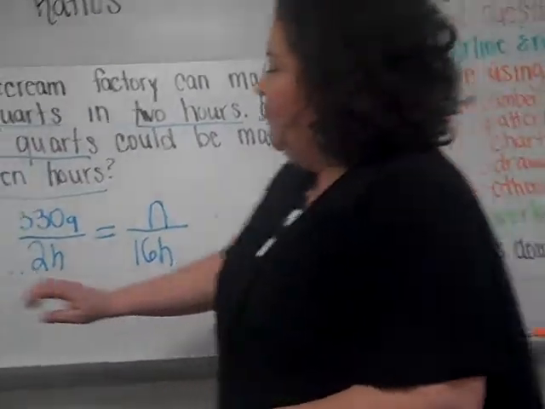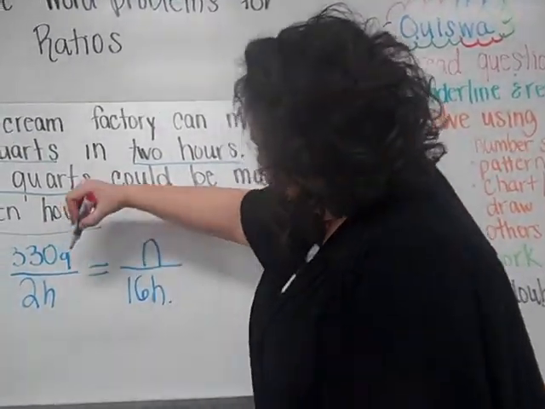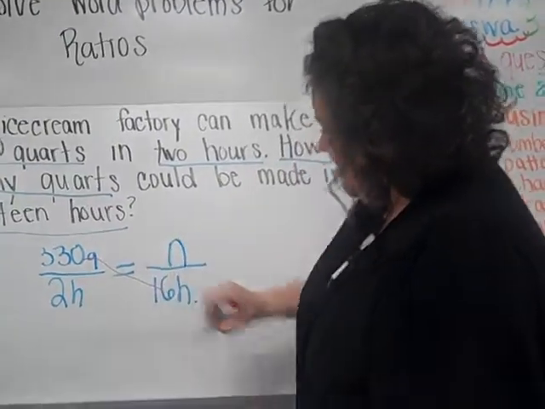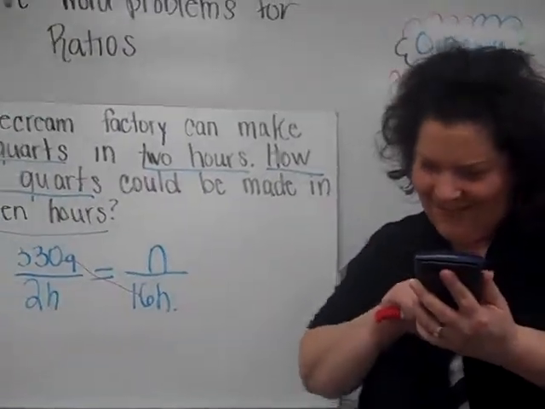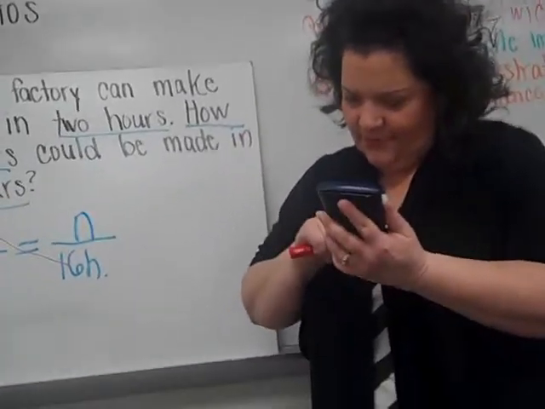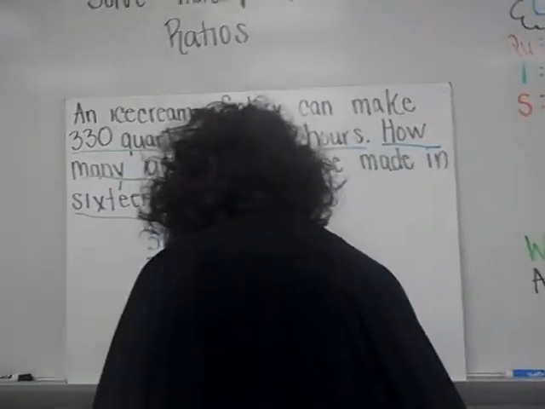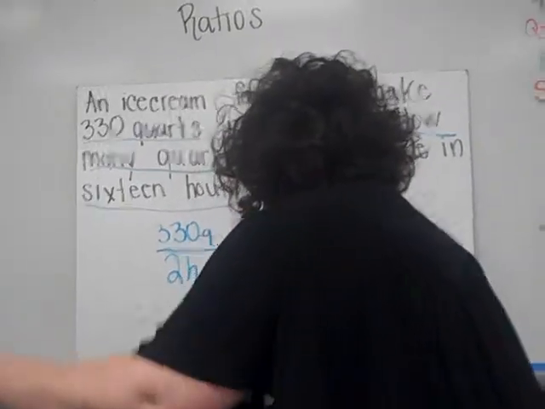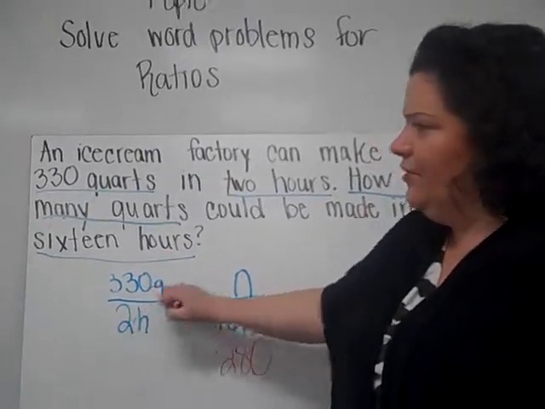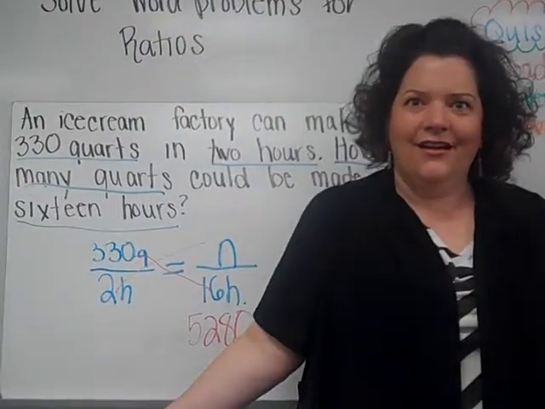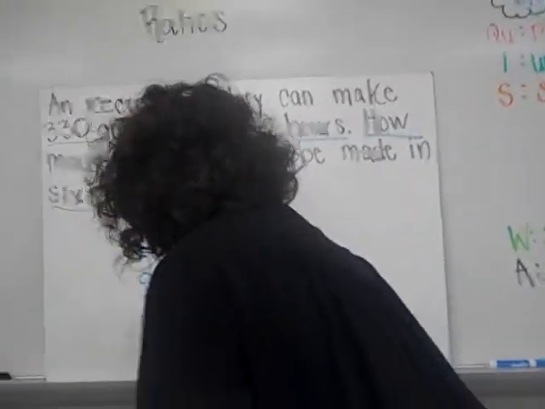To solve for this, we are going to cross multiply. 330 times 16 is 5,280. Then we're going to multiply 2 times n. 2 times n is 2n.